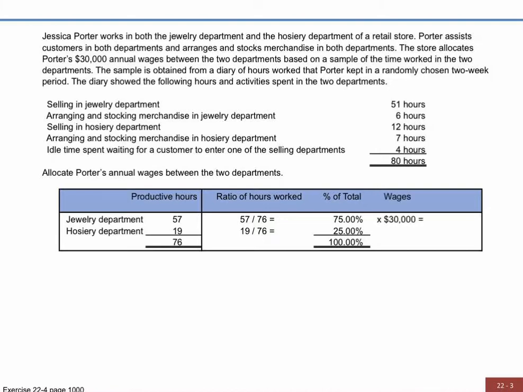So here, 75% times 30,000 to get 22,500 that will be allocated to jewelry, and then 25% times 30,000 to get 7,500 allocated to the hosiery department. You'll note that even though adding the productive hours up, you're going to get a number less than 80, you're going to get 76 in this case, once we add up the wage allocated, we're still allocating the full 30,000 between the two departments.